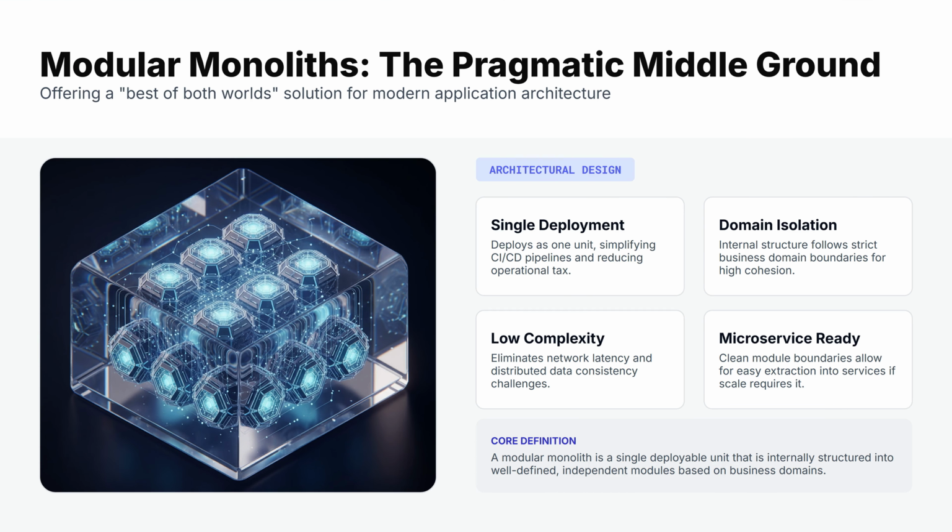Welcome modular monoliths, the pragmatic middle ground. The modular monolith has emerged as a powerful countertrend, offering a best of both worlds solution. A modular monolith is a single deployable unit, like a monolith, that is internally structured into well-defined, independent modules based on business domains, like microservices.